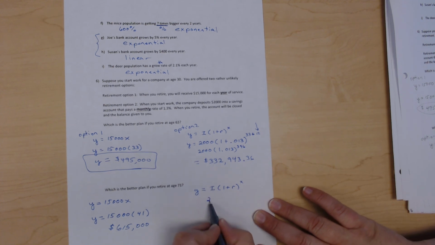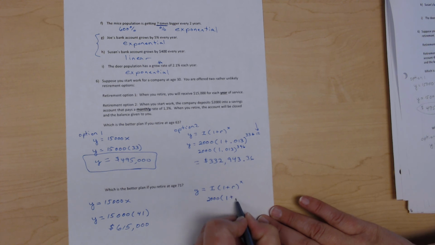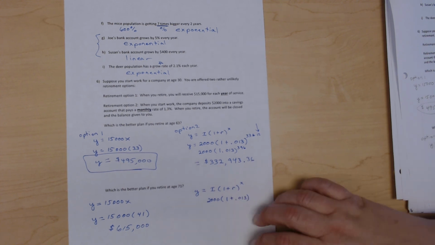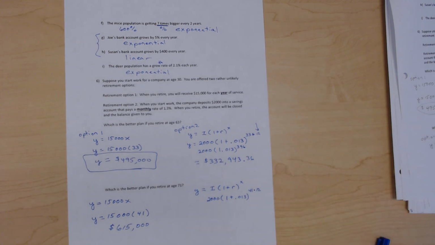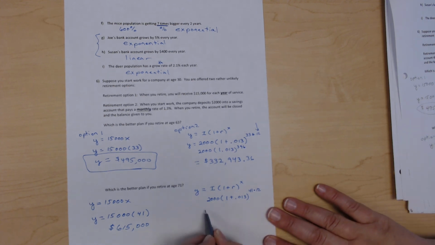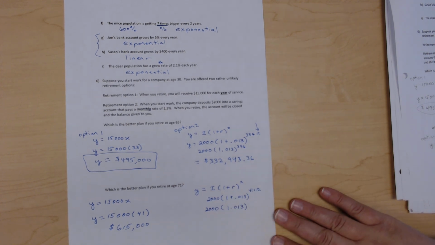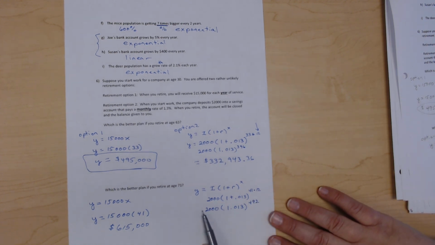Okay, but option 2 is my exponential, so y equals I times 1 plus r to the x. Okay, my I is still 2,000, my initial value. My rate is still the same, 0.013. Okay, now I'm going to do 41 times 12. I still have to take it times 12 because I'm still doing monthly stuff. So 2,000, I might as well change this to 1.013, and then 41 times 12 is 492.